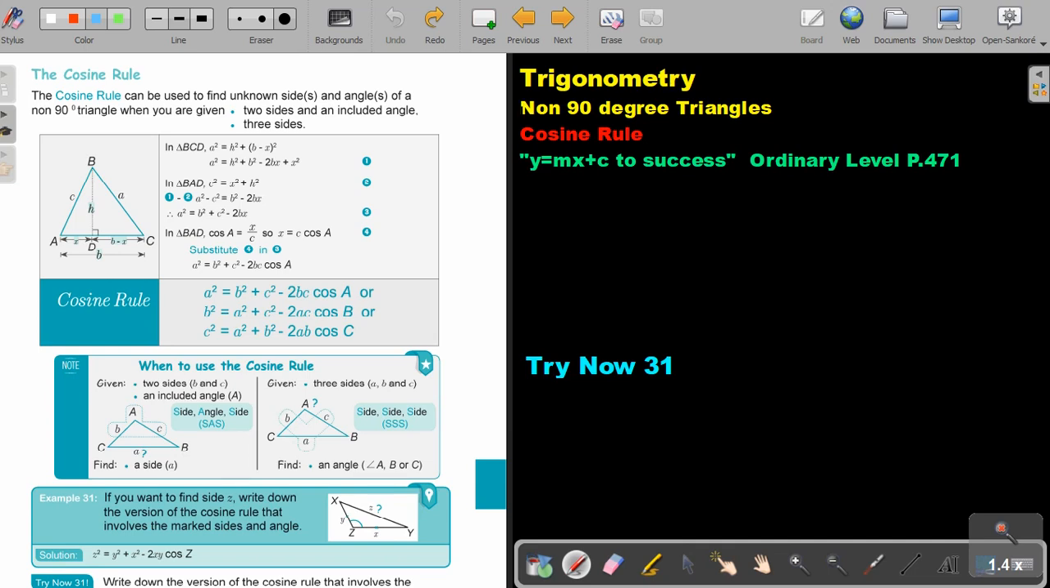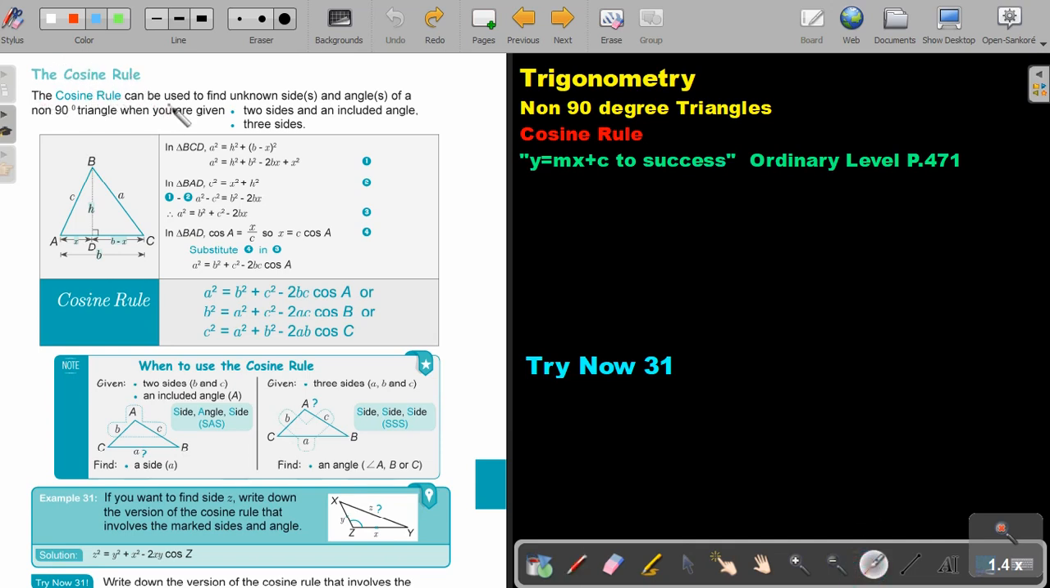Trigonometry. We are going to continue with non-90-degree triangles, and in this video we are going to focus on the cosine rule. You will find this on page 471 in the Namibian Ordinary Level mathematics textbook, y equals mx plus c to success. The cosine rule.